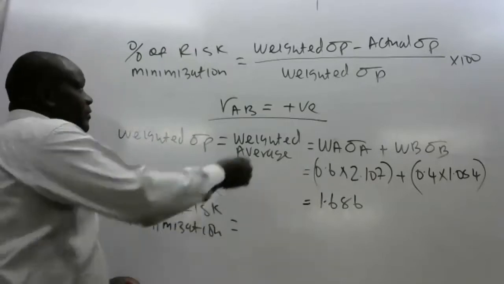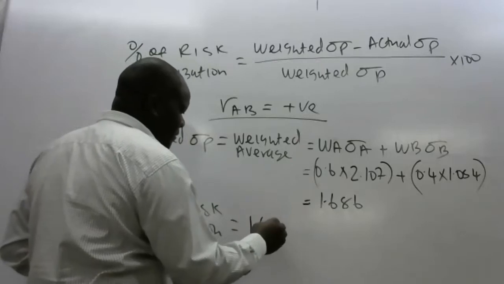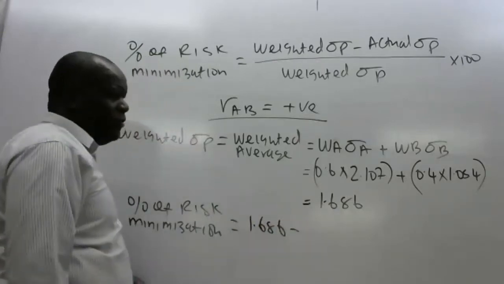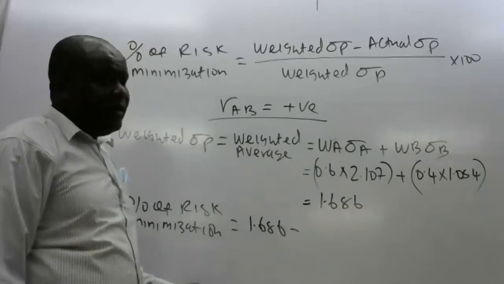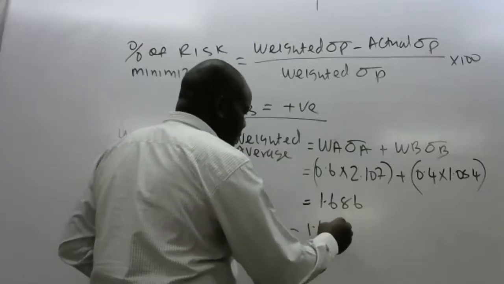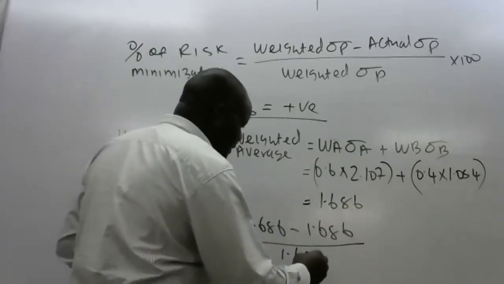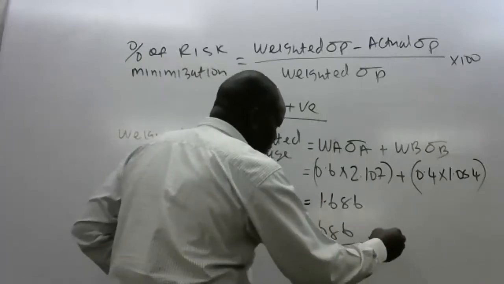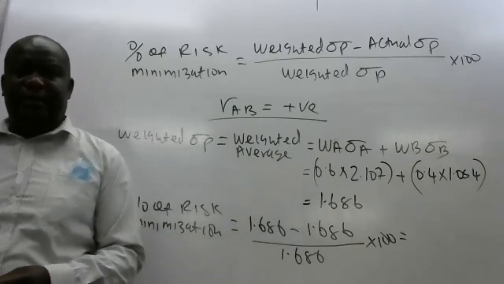So the weighted is what we have just computed, 1.686. The actual is what we calculated in the Roman letter form; remember, it was also 1.686. You divide by 1.686, and you show that figure as a percentage.